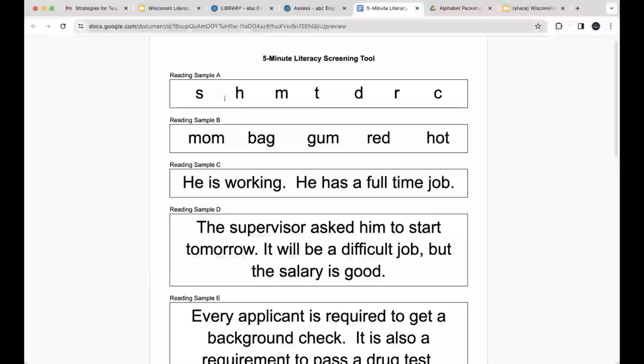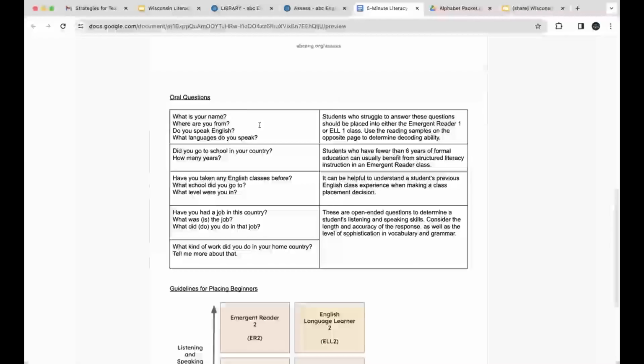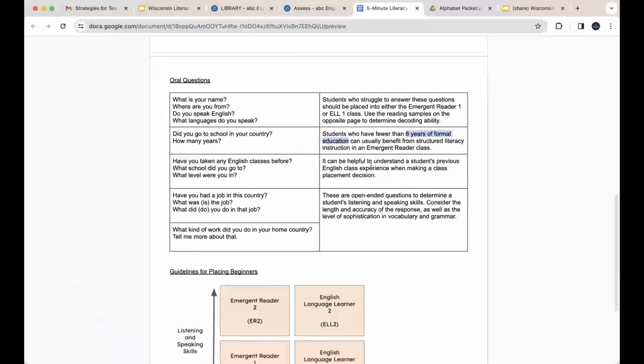So let's see, on this side, there are some reading samples. You saw an example of that. And then on the other side, there are some oral questions. You can use these questions to quickly gauge what the student's speaking listening ability is. I always think it's useful to ask students if they went to school in their home country and how many years. That's also a really good clue about if you would consider that student a literacy student or not. So if they have less than 6 years of formal education in their home language, you really want to pay attention to their literacy needs.